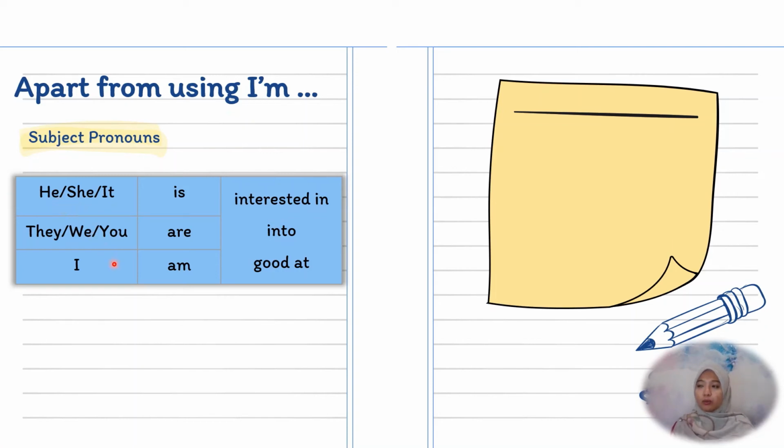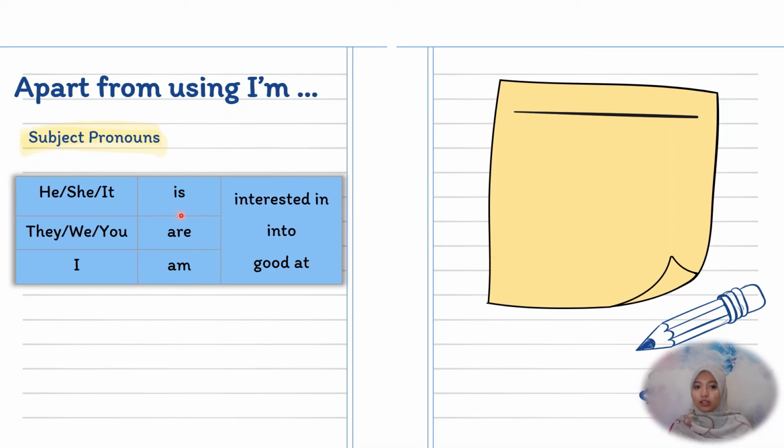But what if we want to talk about them? Them is or they. They is mereka. Okay, they ni adalah mereka. Mereka tu maksudnya ramai, lebih daripada seorang. So we can use they are interested in playing games, or they are into playing games, or the last one, they are good at playing games.